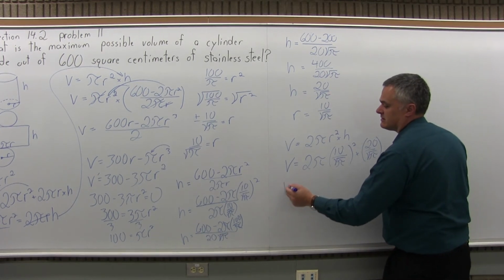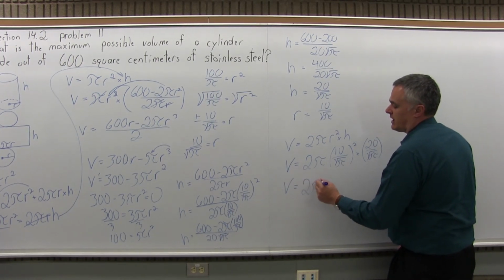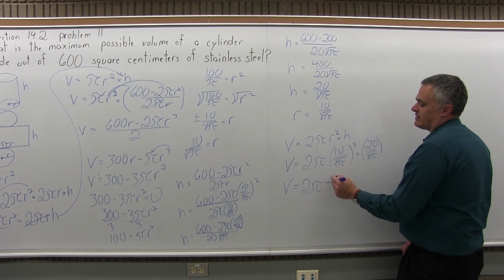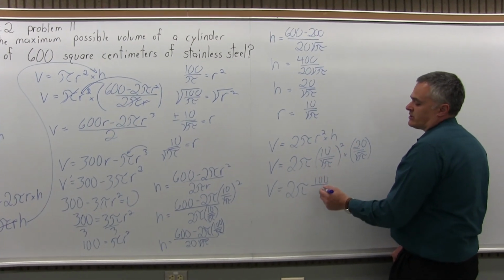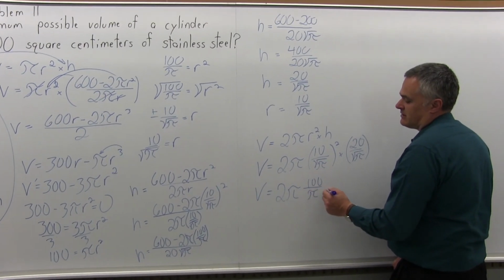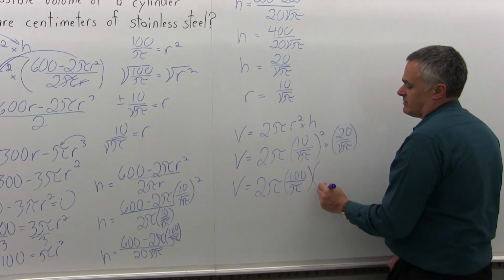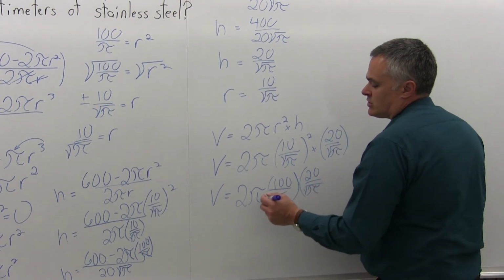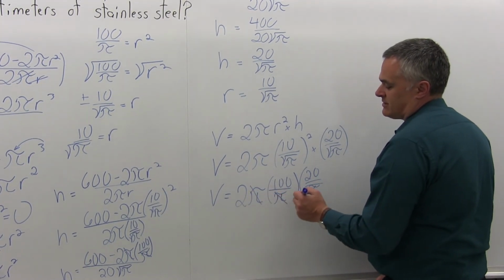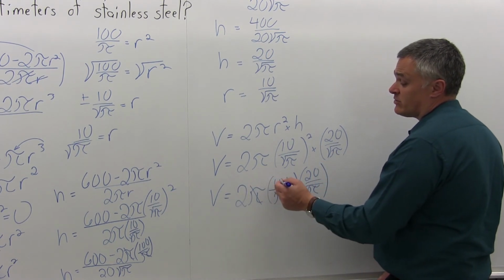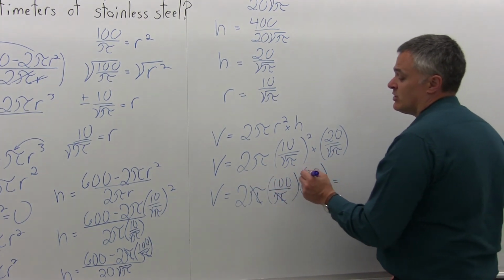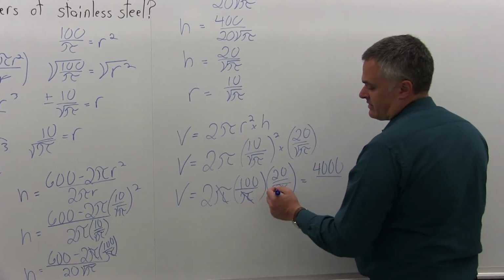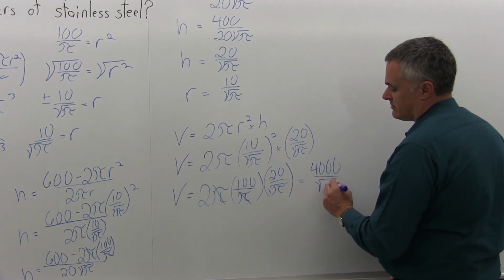And we'll simplify this. So volume is 2 pi. So 10 over root pi squared. So the 10 squared, 10 times 10 is 100. And root pi squared, root pi times root pi is pi. And then that's times 20 over square root of pi. So now the pi in the top and the bottom can cancel. I'll have 2 times 100 is 200. 200 times 20 will be 4,000. And in the denominator, I have square root of pi.